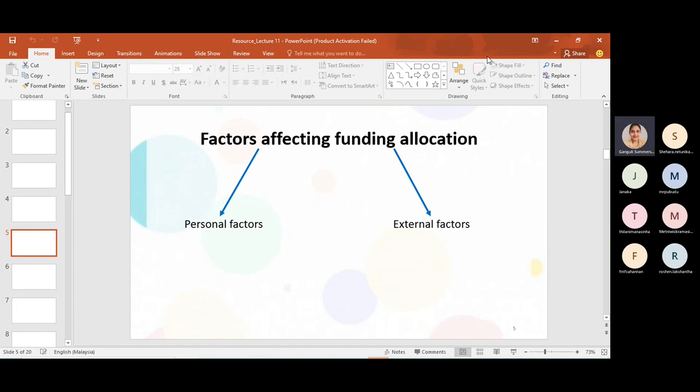When you are allocating your money for different purposes, there can be certain factors that affect this allocation process. So there are some factors that affect the funding allocation process, and now you are going to learn about such factors. These factors can be categorized mainly into two groups: personal factors and external factors. One, personal factors. Two, external factors. We will learn about personal factors and external factors in the next few slides.